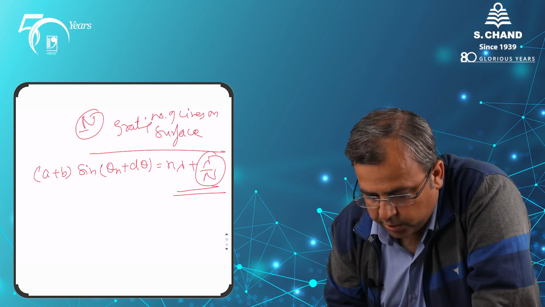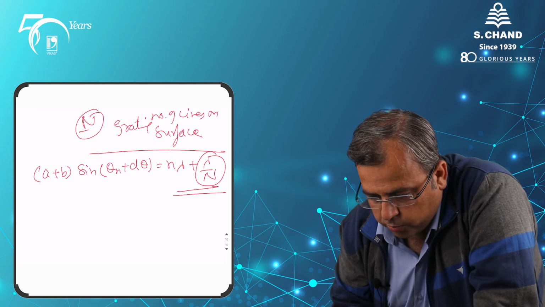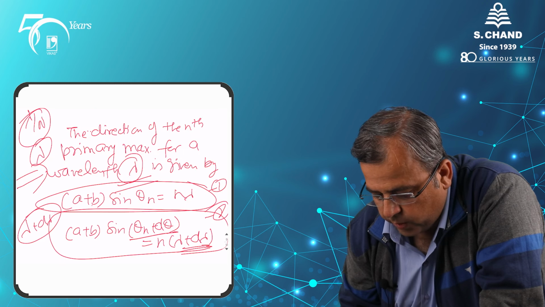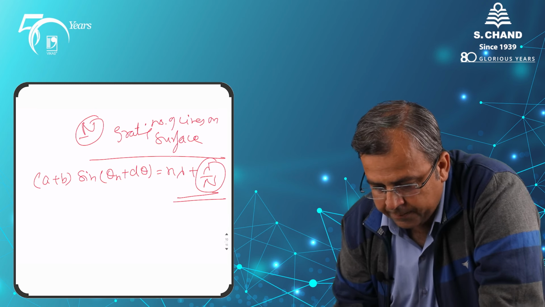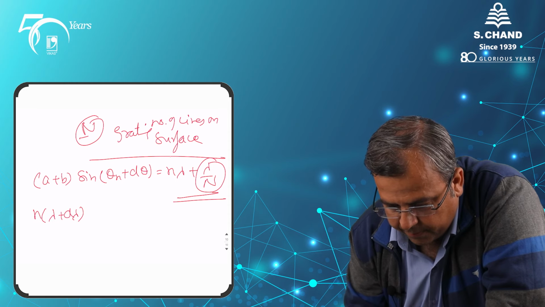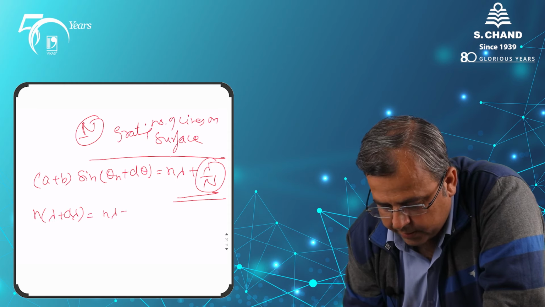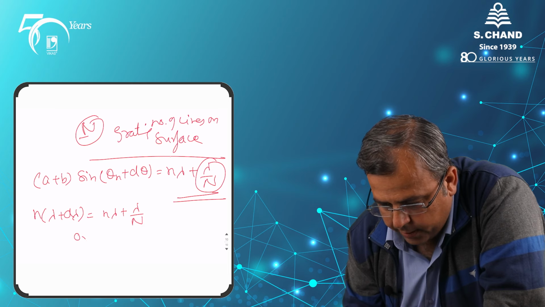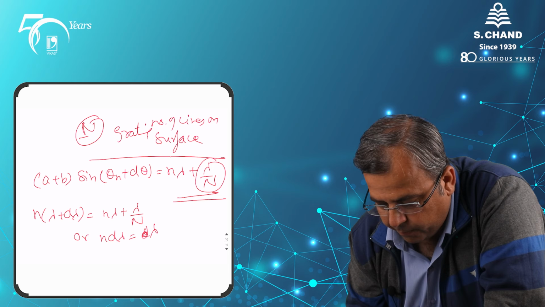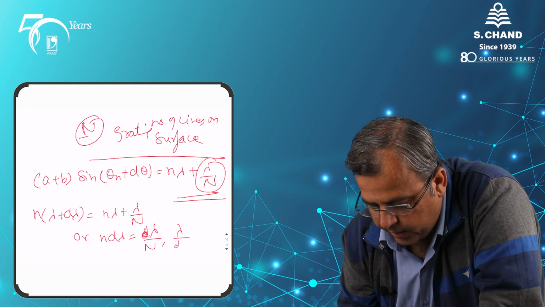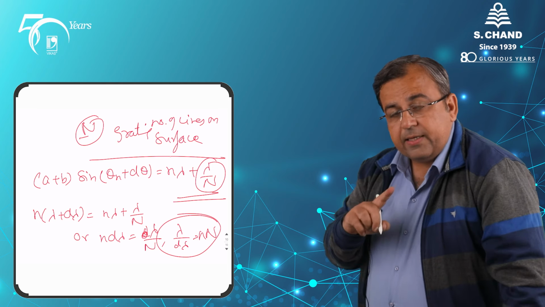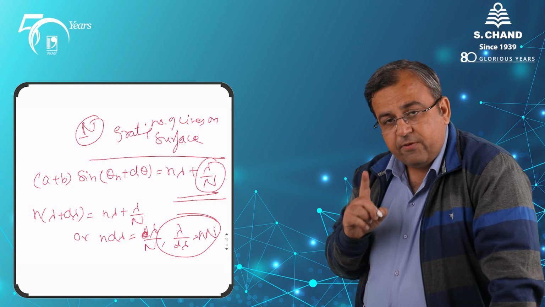So when it is going to be introduced, if we equate the previous two equations, equation number 2 and equation number 3, we can see that n lambda plus d lambda is equal to n lambda plus lambda upon N, or n d lambda is equal to lambda upon N, or lambda upon d lambda is equal to n into N. You see what exactly we got.